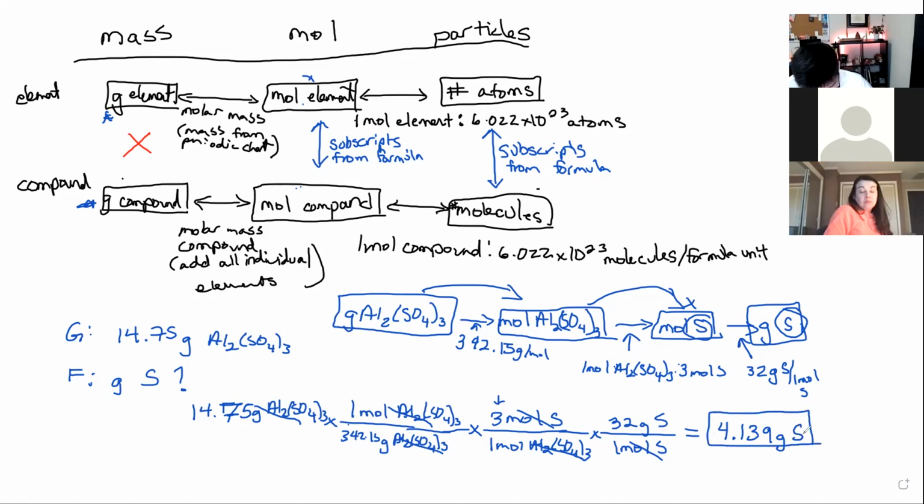You can ask yourself here, does that make sense conceptually? Yeah. If I've got 14.75 grams of a compound, I would expect one of the individual elements to weigh less than that, right? So 4.139 grams of sulfur sounds about right. If this number in mass ever becomes bigger than the mass number of the compound, something went awry. Okay, you multiplied or divided incorrectly.